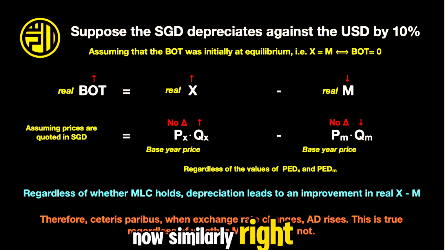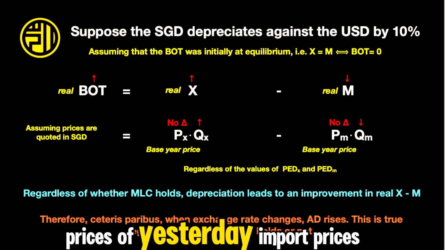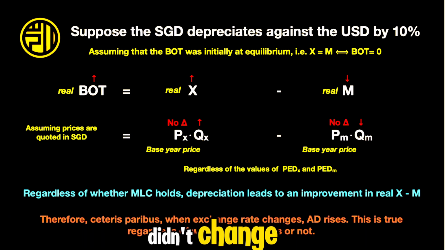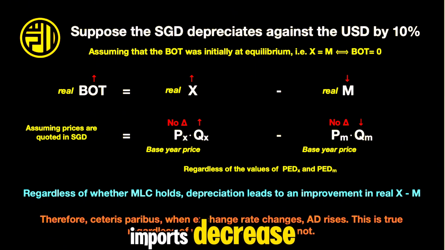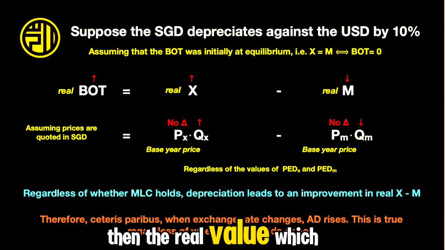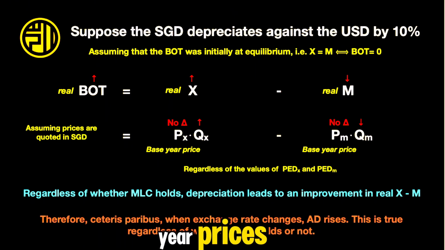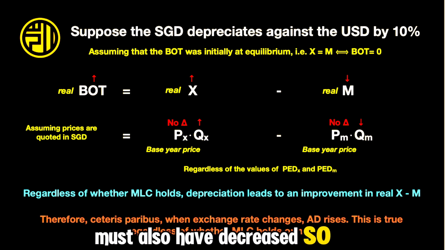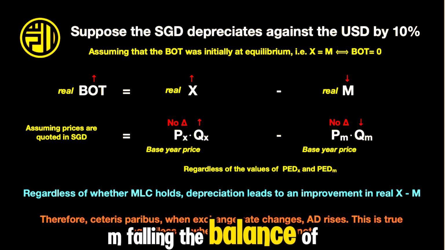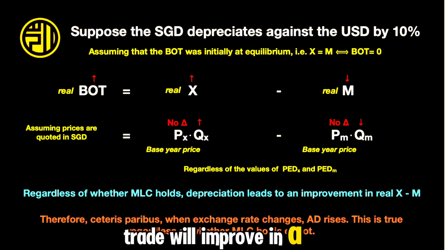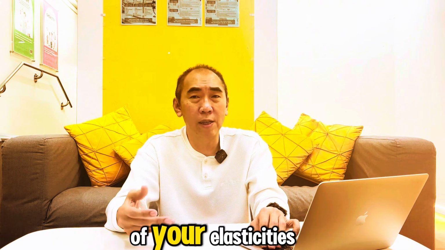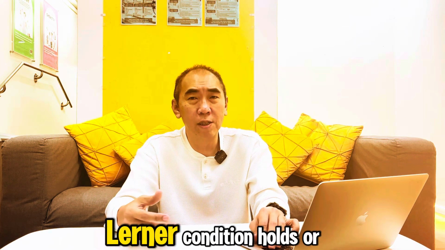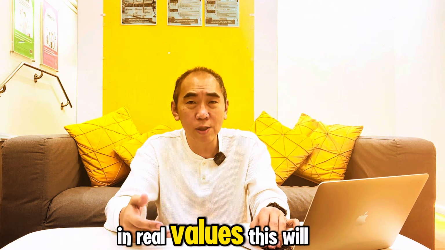Now, similarly, based on the base year prices of yesterday, import prices didn't change. But today, import prices actually went up because of the depreciation. So as the quantity of imports decrease, then the real value, which is based on yesterday's base year prices, must also have decreased. So with X rising, M falling, the balance of trade will improve in a country when your currency depreciates. And this is true regardless of your elasticities, meaning that whether the Marshall-Lerner condition holds or doesn't hold, in real values, this will happen.